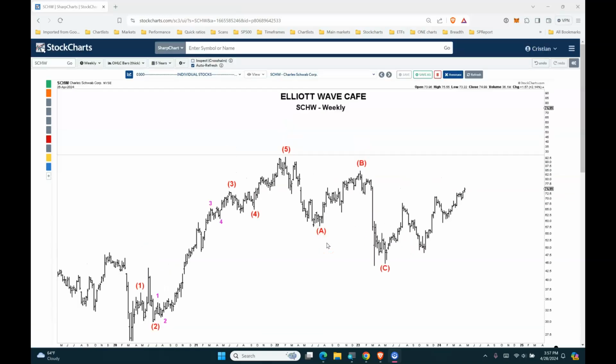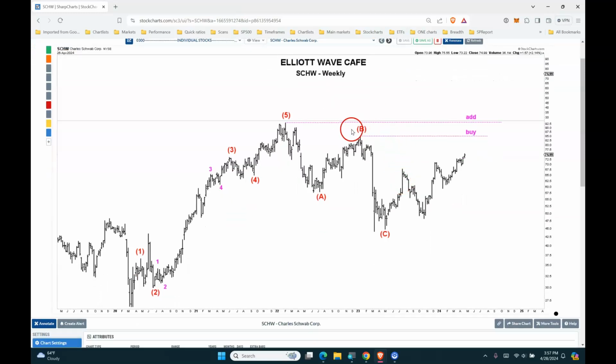But here is how I'm thinking about it. This is kind of how it works. So we're going to go to the next chart right here, and you can see I have a buy sign right here at the top of this B wave. I know this is a weekly chart, right? So you're saying, well, goodness, the stock is trading at 42.